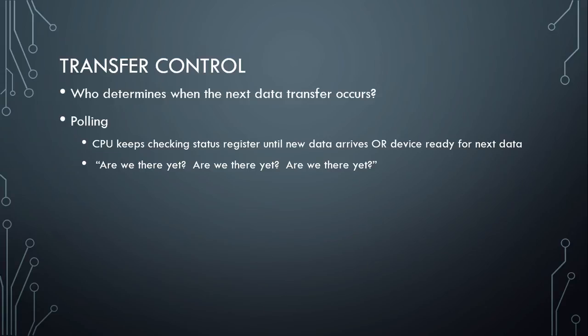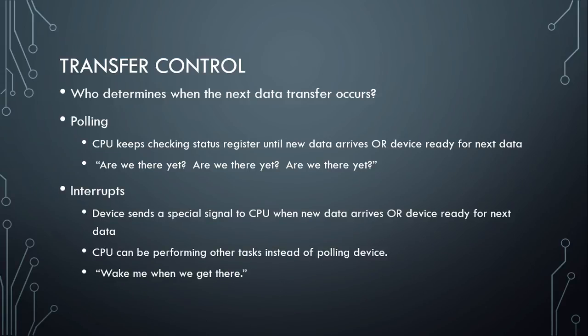It's constant. The other thing that you can do is interrupts. With an interrupt, the device will send a special signal to the CPU when new data arrives or the device is ready for the next set of data. The advantage of this over polling is that the CPU is freed up to perform other tasks instead of constantly polling the device.